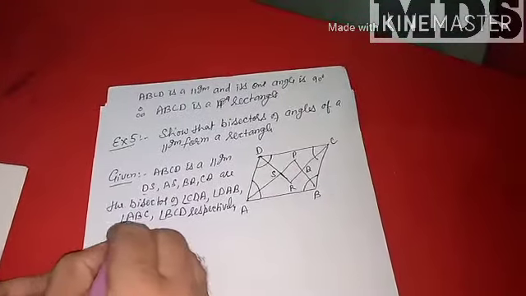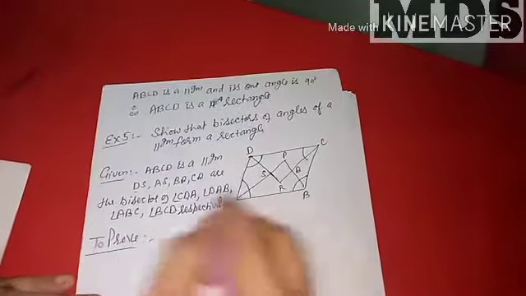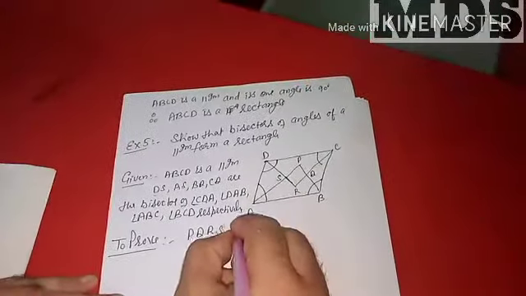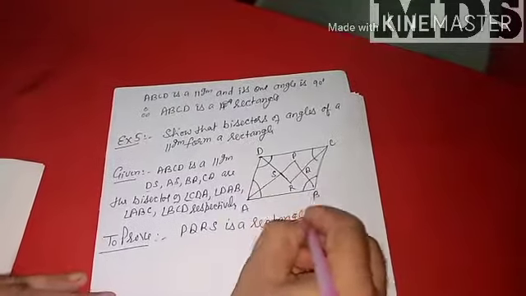To prove, what you have to prove? You have to prove PQRS is a rectangle. Proof.